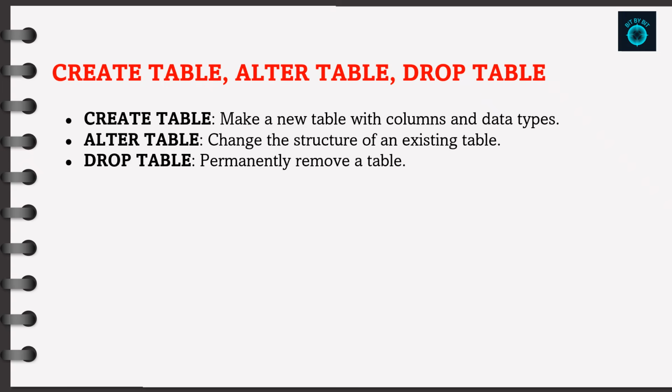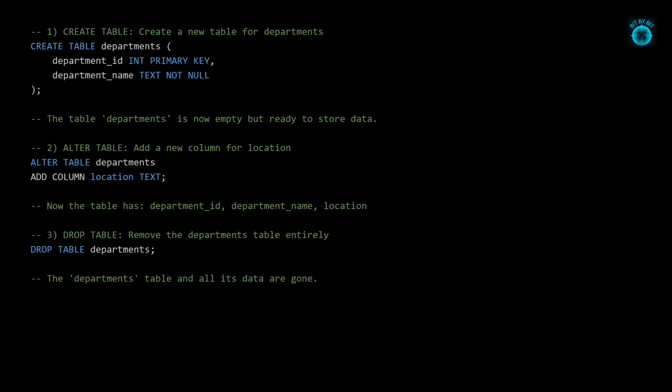ALTER TABLE allows you to modify an existing table structure. You can add new columns, remove columns, rename them, or change their data types without losing existing data. DROP TABLE completely deletes a table and all its data from the database. Once dropped, the data cannot be recovered unless you have a backup. This command should be used with caution. These commands are part of data definition language, meaning they change the structure of the database, not just the data inside it. Let's go step by step.